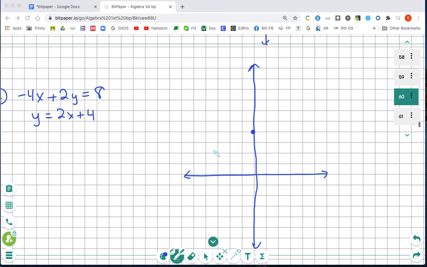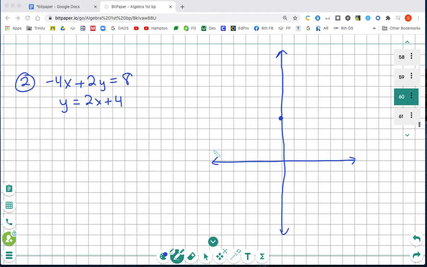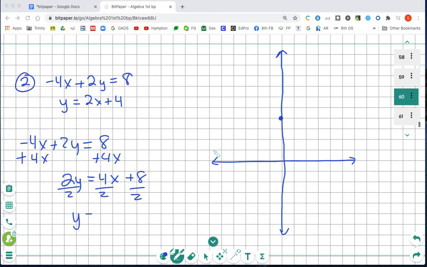All right, our next equation, we're going to solve for y. So we have negative 4x plus 2y is equal to 8. Zero pair the 4x. 2y is equal to 4x plus 8. Divide by 2 on each term. y is equal to 2x plus 4. We're going to start at 4, up 2 to the right 1, up 2 to the right 1, down 2 to the left 1, down 2 to the left 1.